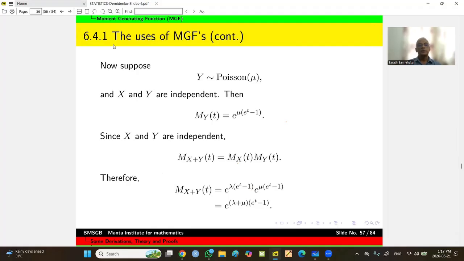My time is over for this session, therefore I'll stop here. I'll do a few more examples in the next part.